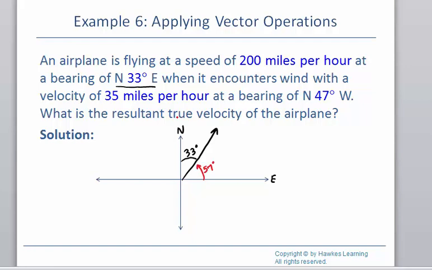Now, remember from the last section, we learned that we could write a vector in this format, where we have the magnitude, and then we do cosine of the angle, sine of the angle. And remember we talked about the fact that the magnitude is the same thing as the speed. So the airplane's flying at 200 miles per hour. 200 is going to be my magnitude.